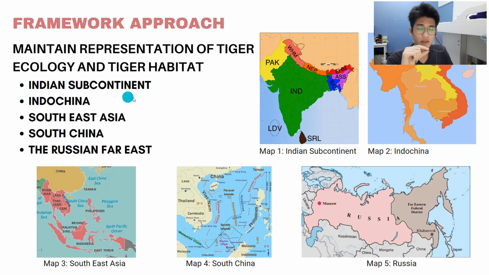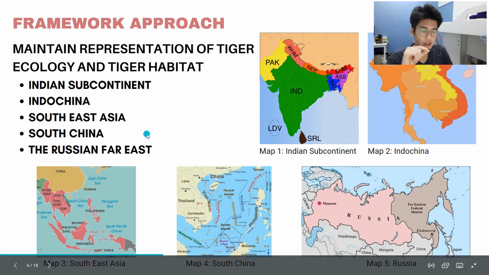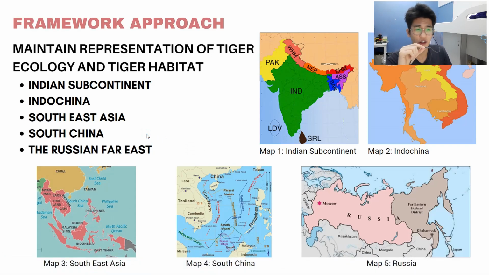One of the maps is the Indian subcontinent, of course you have India, Pakistan, Nepal. The second one would be Indochina, which is Myanmar, Vietnam, Cambodia. The third one would be Southeast Asia, from Myanmar until Indonesia, and also the Philippines, where we used to have a high tiger population. The fourth one is South China, meaning the south of China, including Taiwan, and the last one would be the far east of Russia.